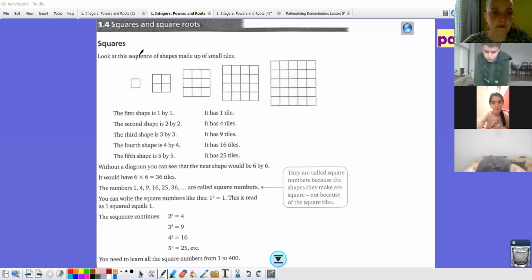Now squares, the first one. Write the title as squares and square roots. Oh, wow. So here there are some squares.